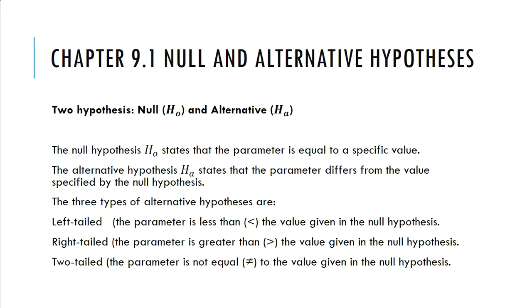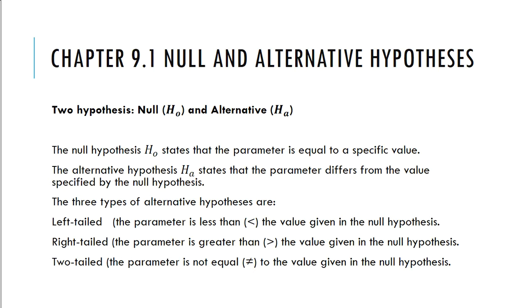So let's talk about the hypotheses, the null and the alternative hypotheses. The null hypothesis, which we denote as H0, states that the parameter is equal to a specific value. The equality sign will always be in your null hypothesis. It will never be in the alternative. The alternative hypothesis, which is Ha, states that the parameter differs from the value specified by the null hypothesis. So your alternative and your null are always going to be different.